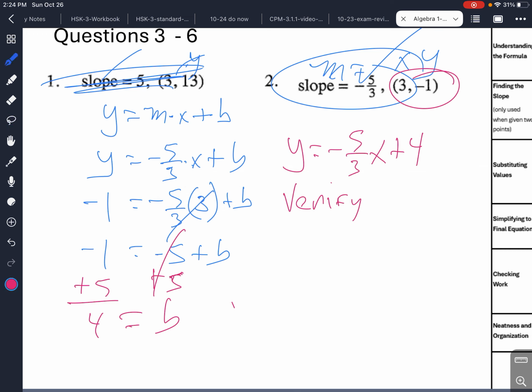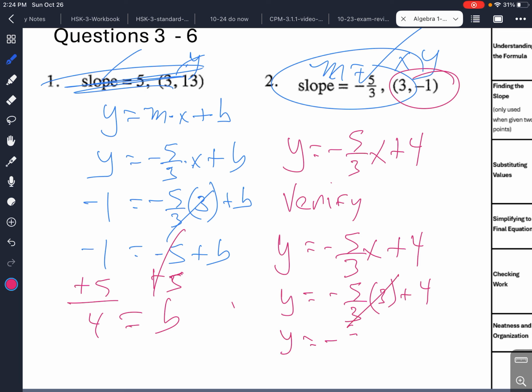All right. So my equation is y equals negative 5/3 x plus 4. I don't know why I kept writing my negative 1. So I'm going to replace the x with a 3. Negative 5/3 times 3 plus 4. This cancels. I get negative 5 plus 4. Y is negative 1. It verifies.